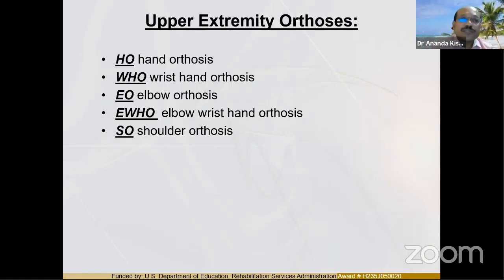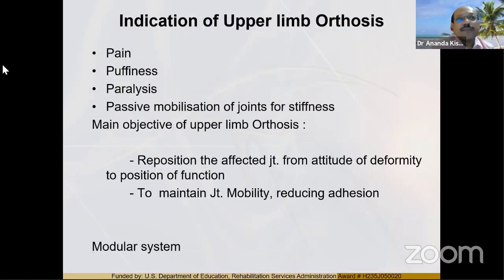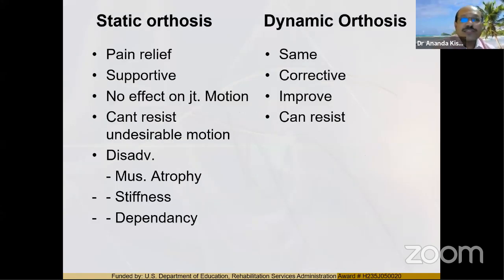Now, upper limb orthosis: a hand orthosis, a wrist hand orthosis, an elbow orthosis. You can see here. Basically, the indications are all P: pain, puffiness, paralysis, passive mobilization of the finger for stiffness. The main objective of the upper limb orthosis is repositioning of the affected joint from the attitude of deformity to the position of function, and to maintain joint mobility, reducing adhesion. And now the modular system has come.